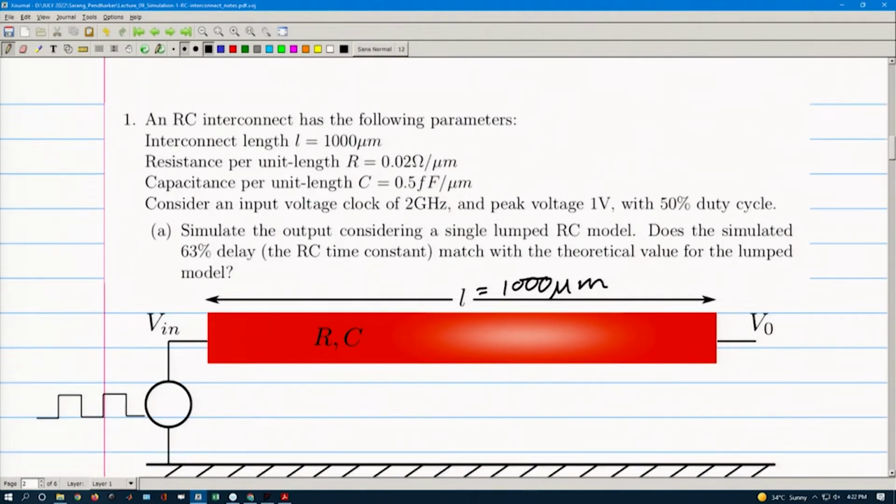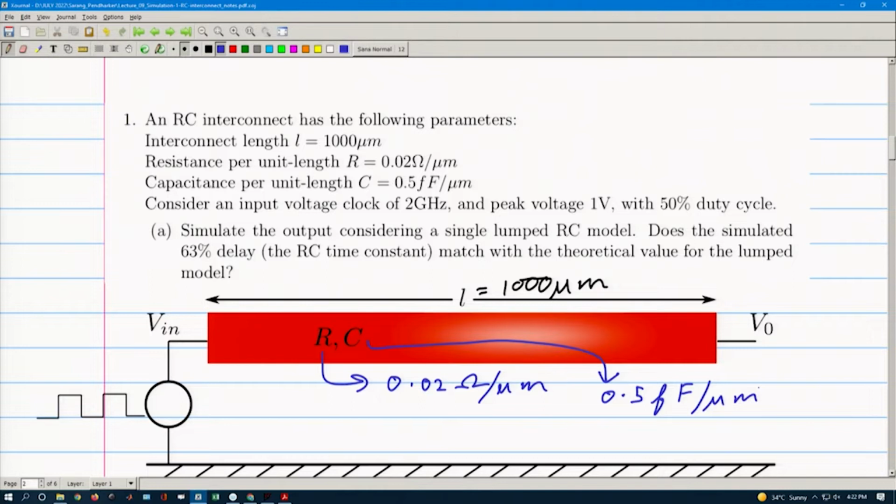Your resistance per unit length R is also given to you. So, your R is 0.02 ohm per micrometer, and your capacitance is 0.5 femtofarad per micrometer.